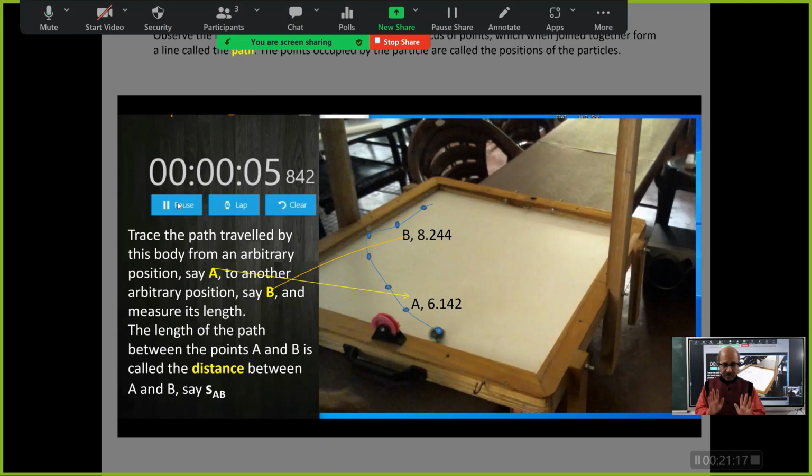Now, there is a confusion about the term distance. In mathematics, the term distance is different. In physics, the term distance is different. I'll make it clear to you in the next slide.